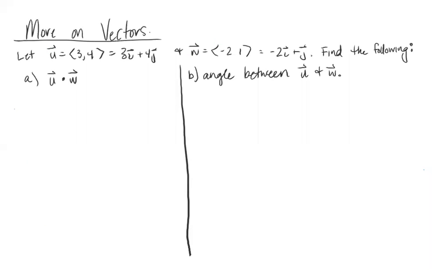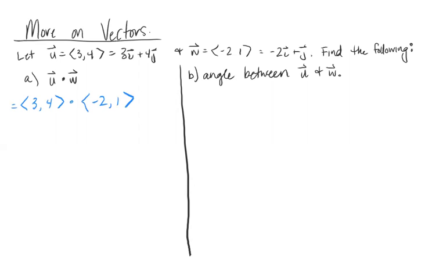In this video, I'm going to do a little bit more with vectors. We're going to do a dot product and we're going to find the angle between two vectors. So for the dot product, we're finding u dot w. u is (3, 4) and w is (-2, 1). So for the dot product here, we're going to have (3, 4) dotted with (-2, 1).